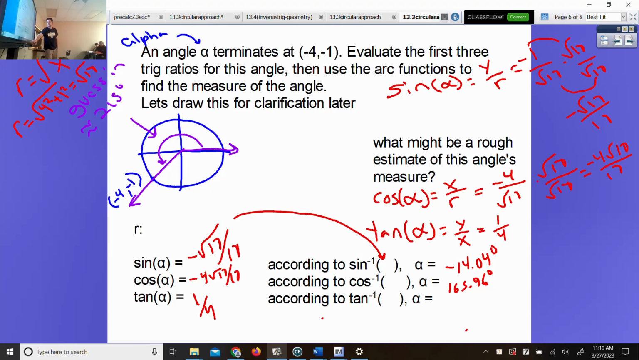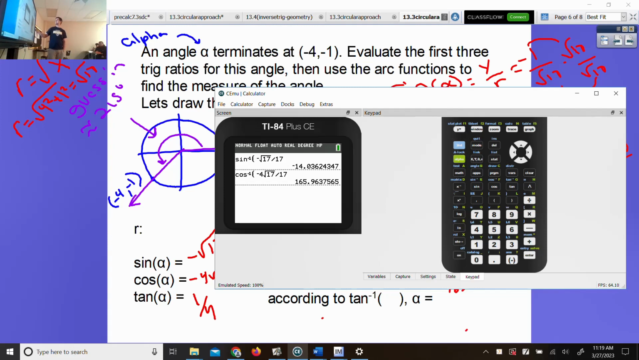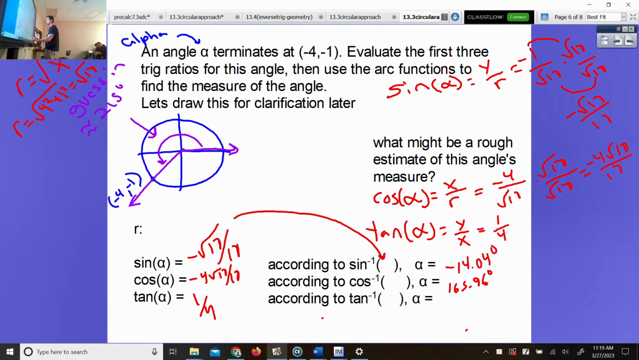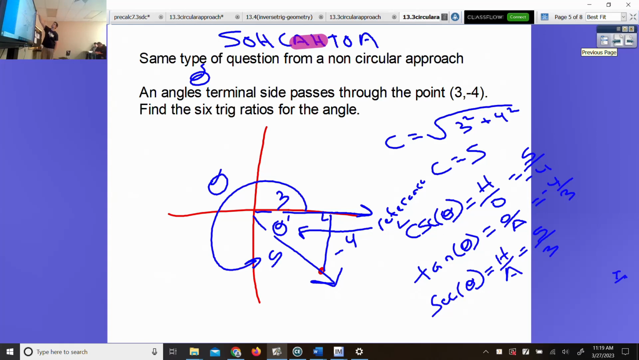All right, arc tangent's going to give you probably positive 14.04 degrees. What was the arc tangent of a quarter? 14.04 degrees. None of those answers make a bit of sense. None of them. Here's why. If I can ever get to that page. Oh, please don't freeze.